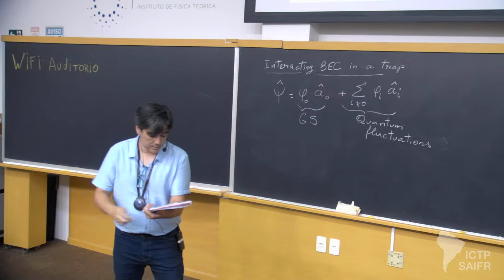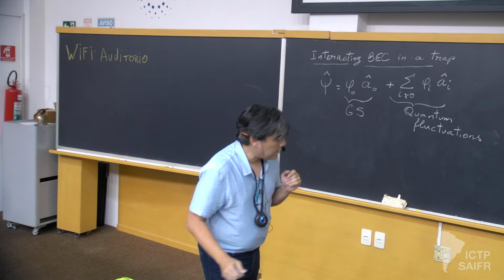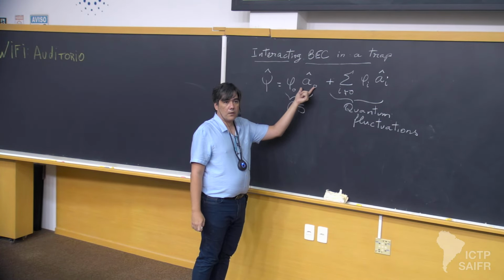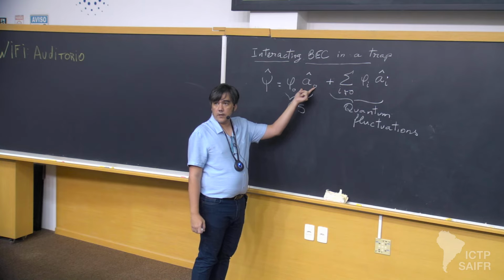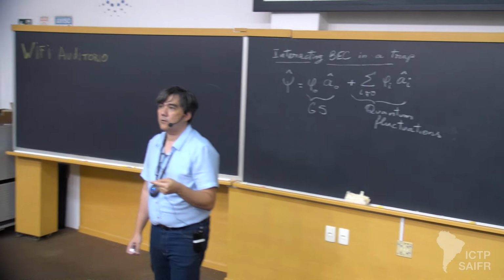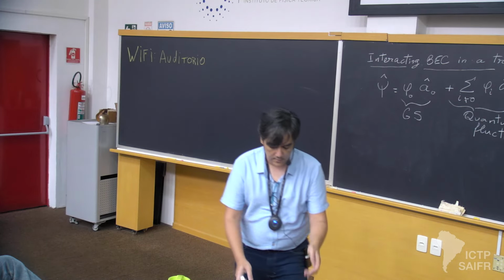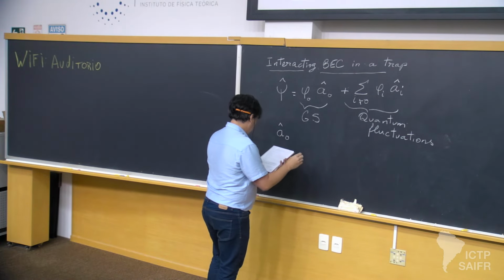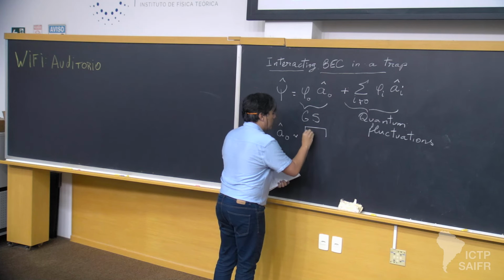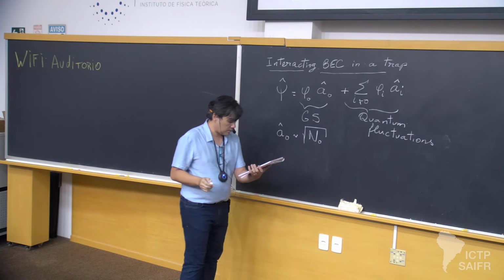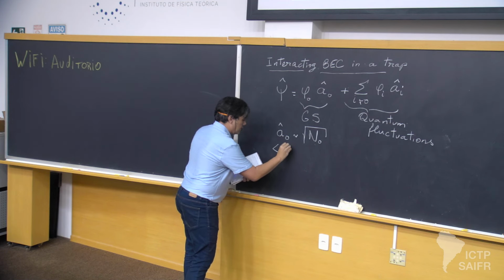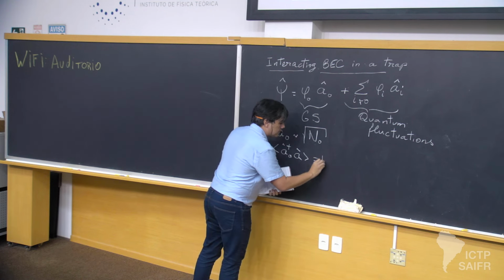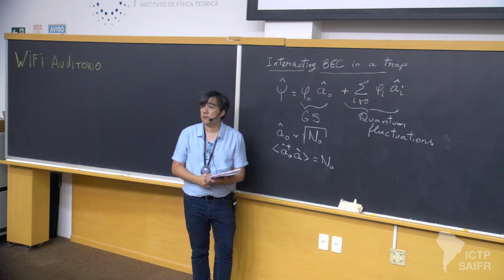Okay, so this is how we write it. If most of my atoms are here, I can exchange the creation and annihilation operators by the number of particles in that state. That's an approximation. So I can write these actually like this: square root of the number of atoms in the ground state, which means this. So the expectation value is just the number of atoms in the ground state, okay?